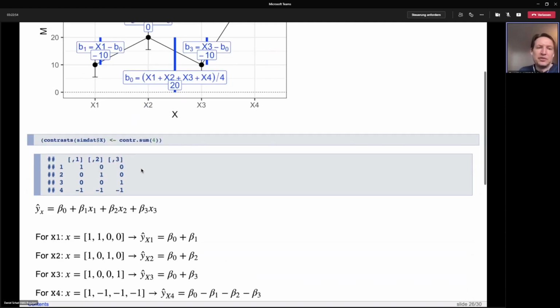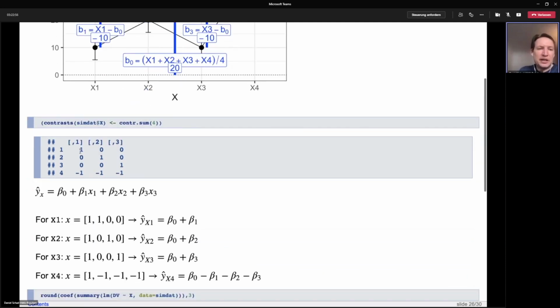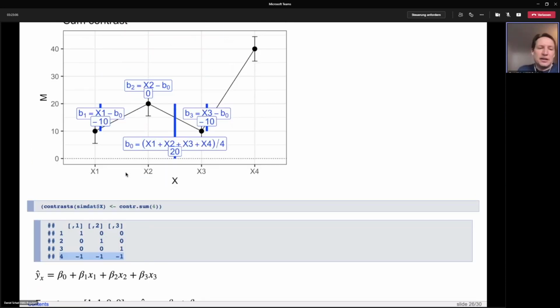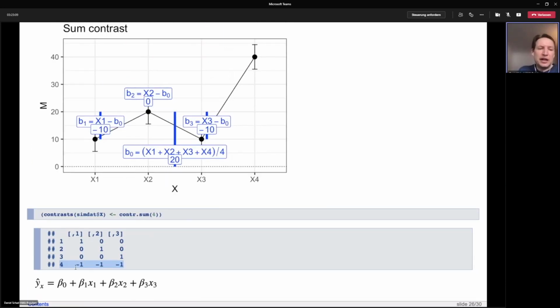So what does the contrast matrix for the sum contrast look like? We can see that in the sum contrast, there are again four rows for our four factor levels. The last factor level, x4, always has a value of -1 in all of these contrasts. Each of the columns is one contrast, and there's a 1 on the diagonal. In the first contrast, the first condition is coded as 1, in the second contrast the second condition is coded as 1, and in the third contrast the third condition is coded as 1.